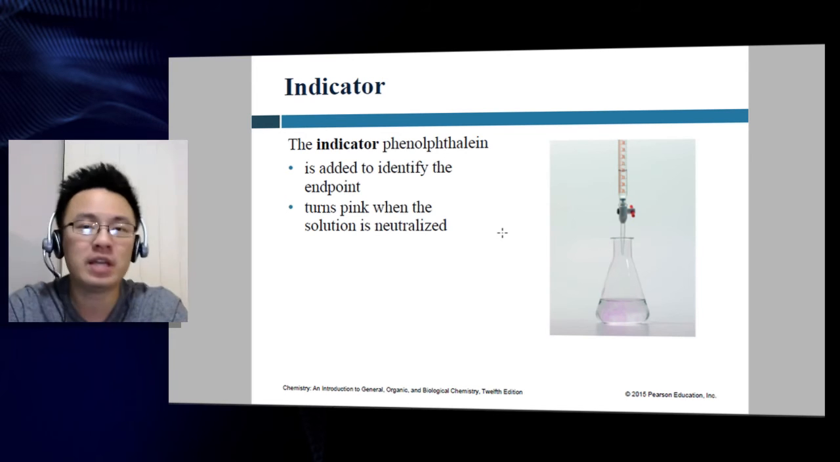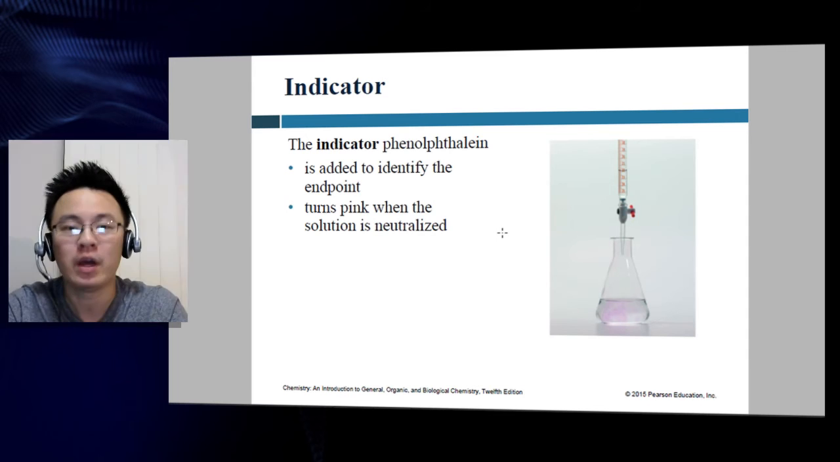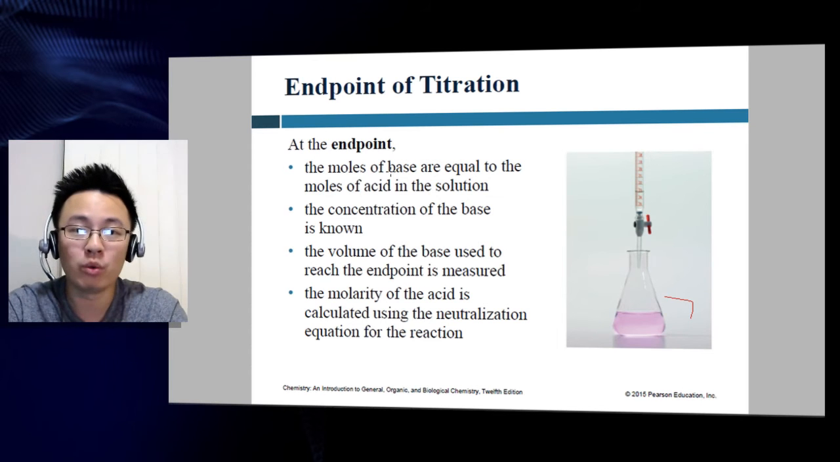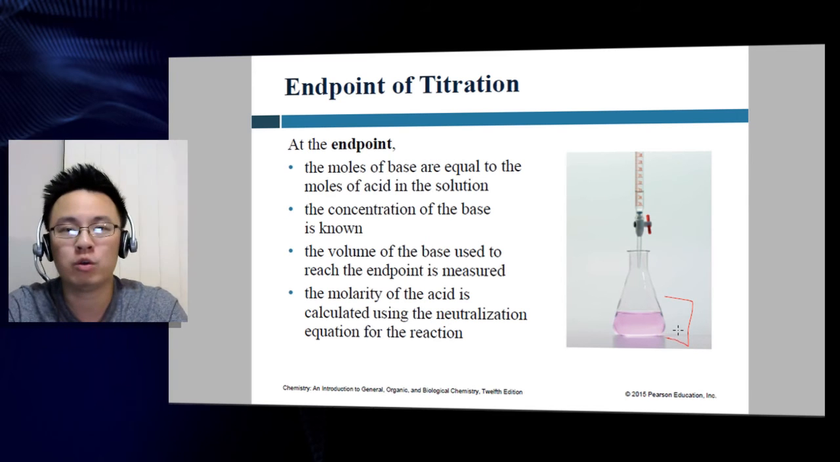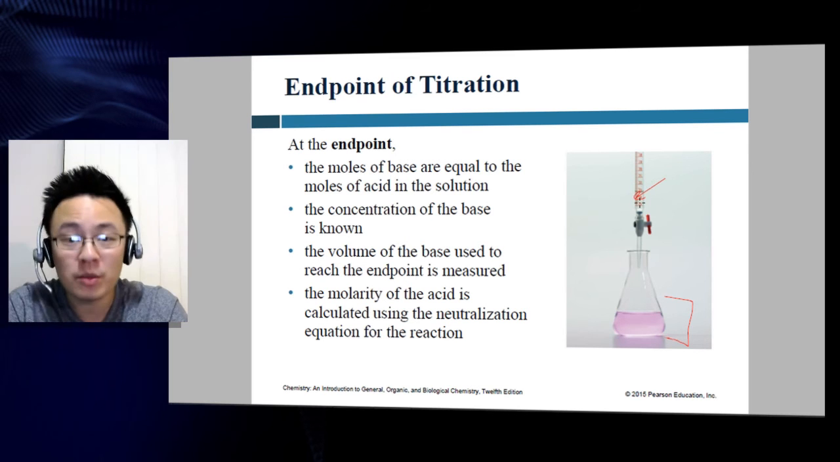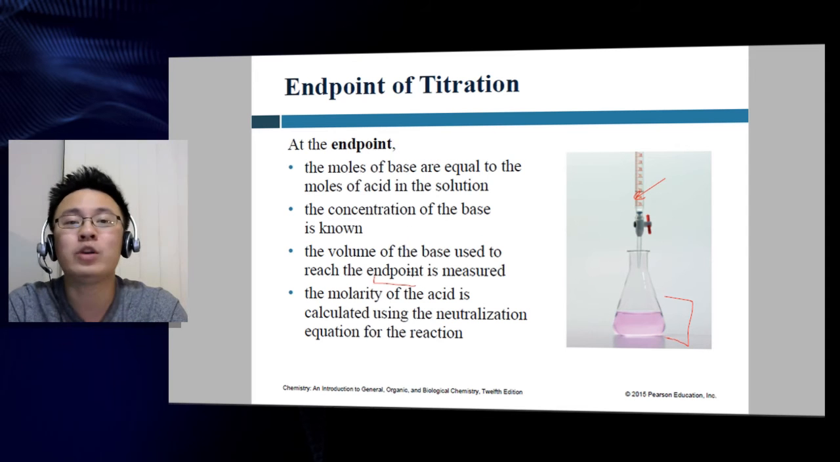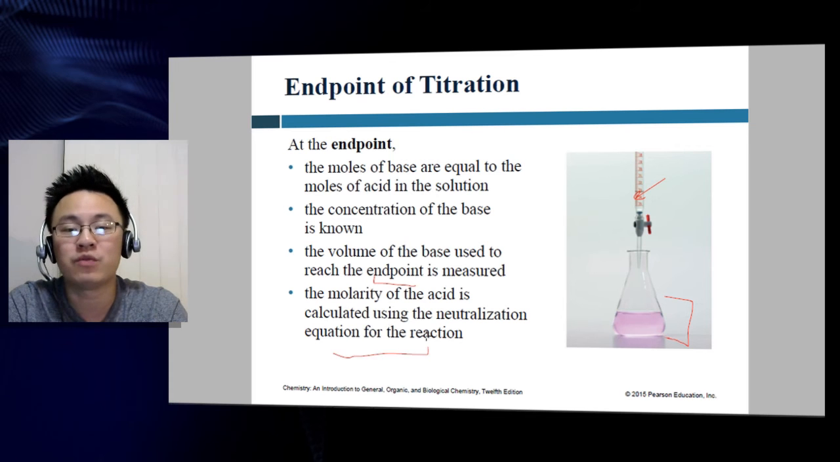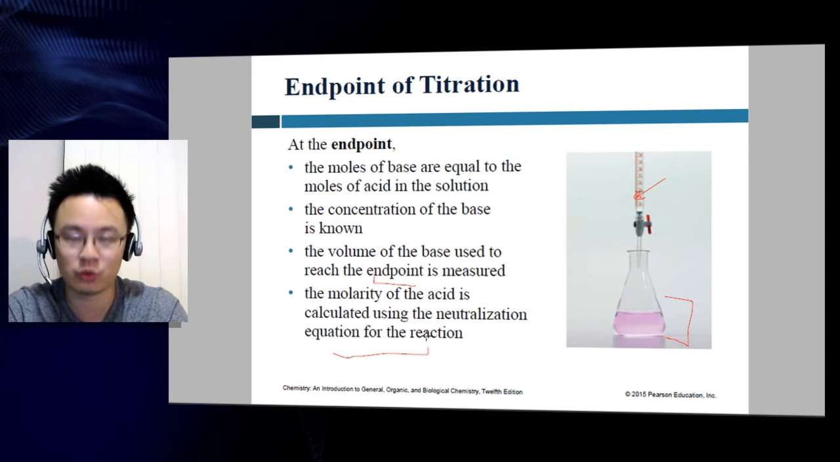There are different kinds of indicators, as I said earlier. In this case, phenolphthalein is a pH indicator that turns pink for a neutral solution. At the endpoint here, the moles of the base are equal to the moles of the acid, because in this particular beaker, you have no clue how much is in there. So in order to help us determine that, you add the base drop by drop, and you determine the volume of the base used to reach that endpoint, and you can calculate the molarity of the acid using the neutralization equation for that particular reaction. So a very useful tool.